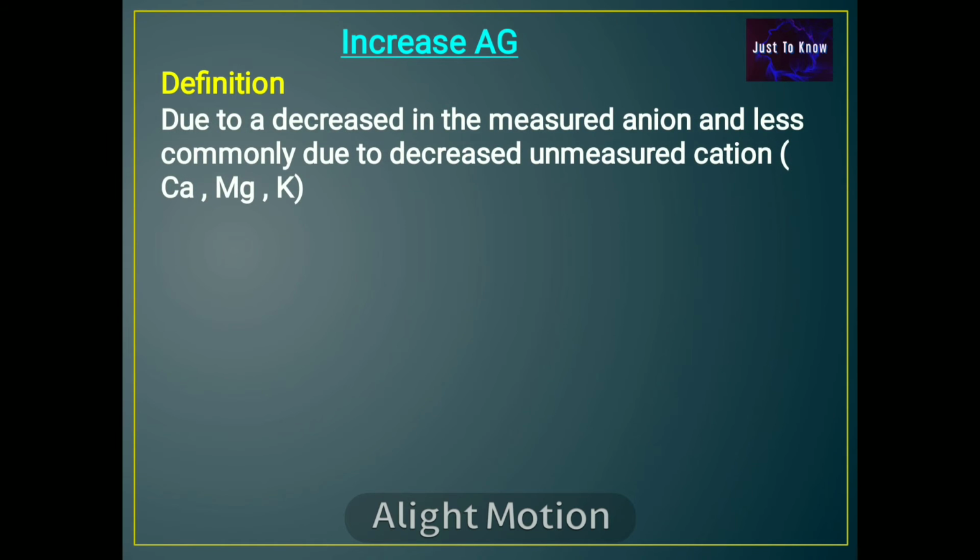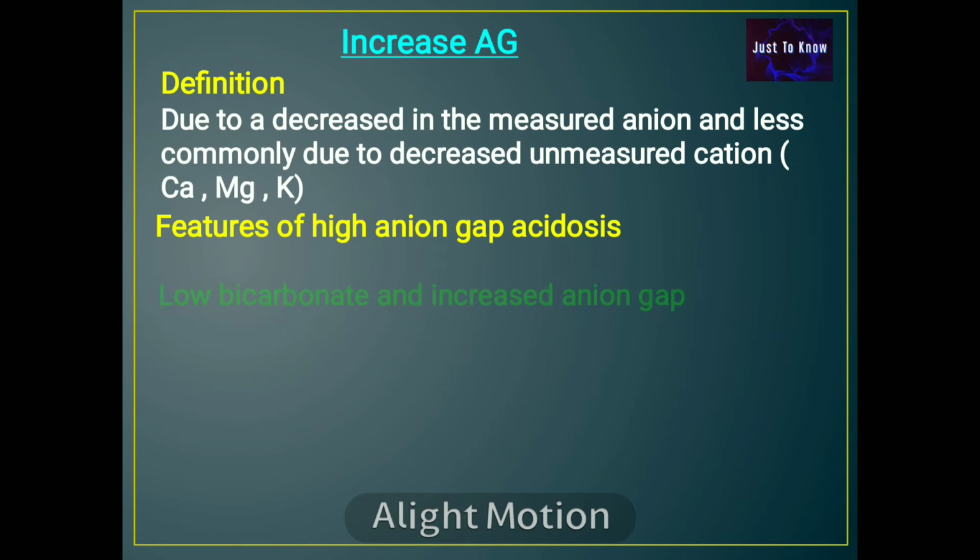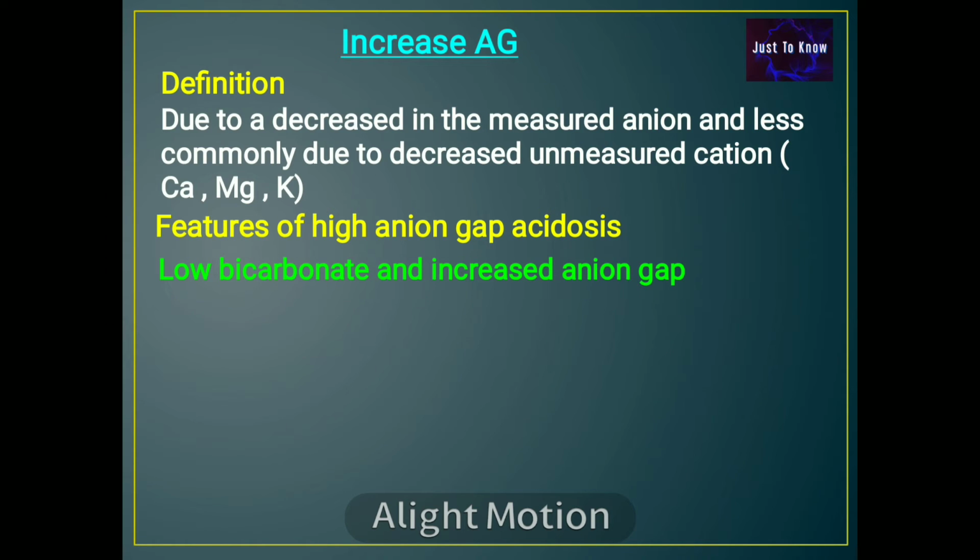Increased anion gap is due to the decrease in the measured anion, or less commonly due to the decrease in the unmeasured cation like calcium, magnesium and potassium. This condition leads to high anion gap acidosis. The features of high anion gap acidosis include low bicarbonate level and increased anion gap.